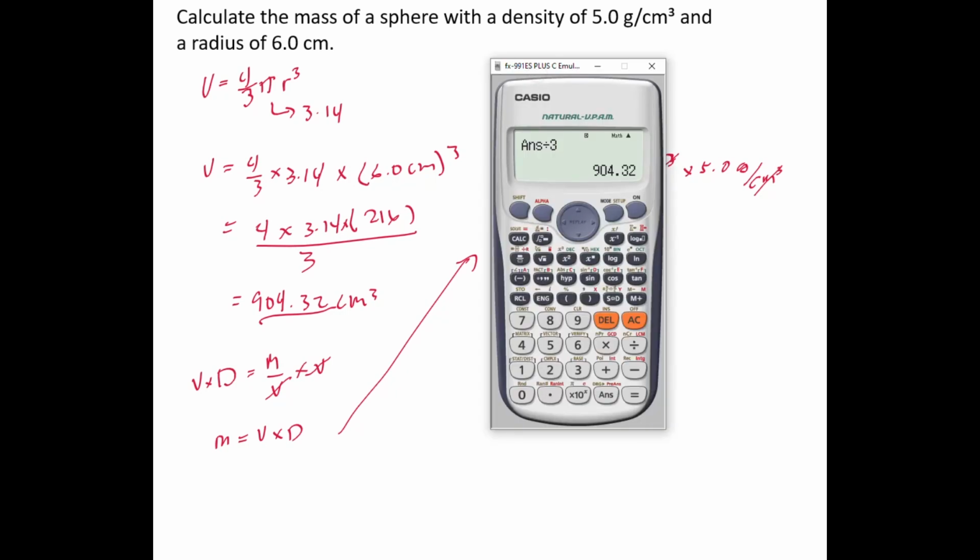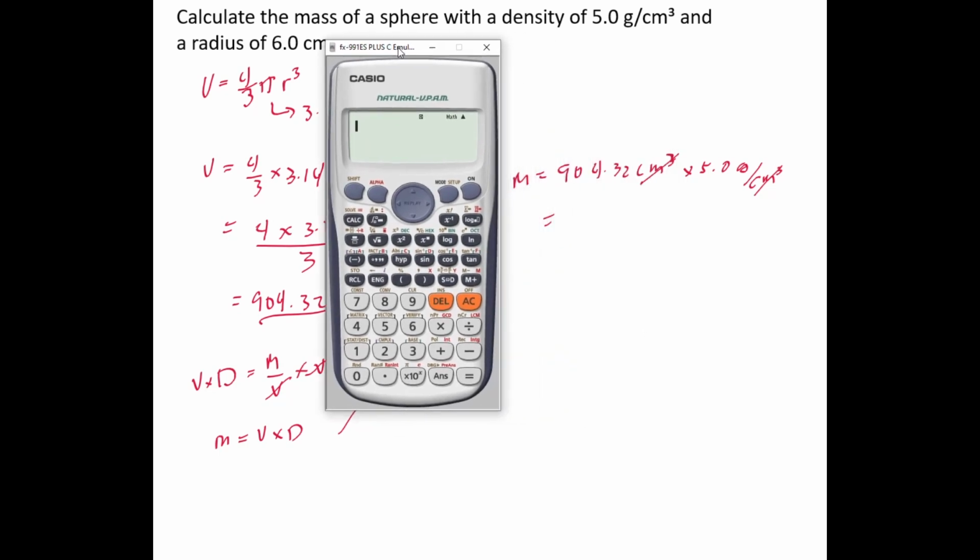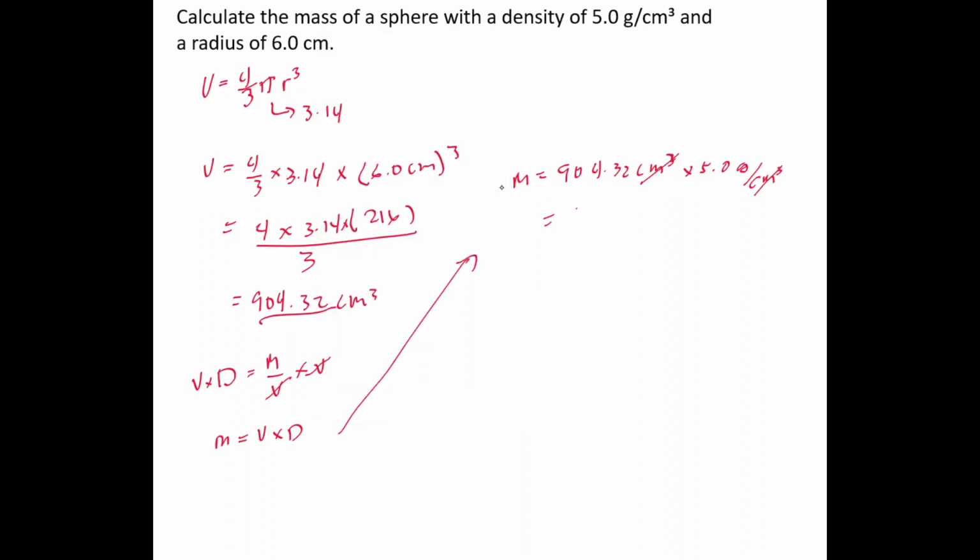this. Okay, so let me just drag my calculator on this side. So it's now 904.32 multiplied by 5.0, and then therefore the mass is equal to 4,521.6. So let me write it down, 4,521.6, and the unit is grams.